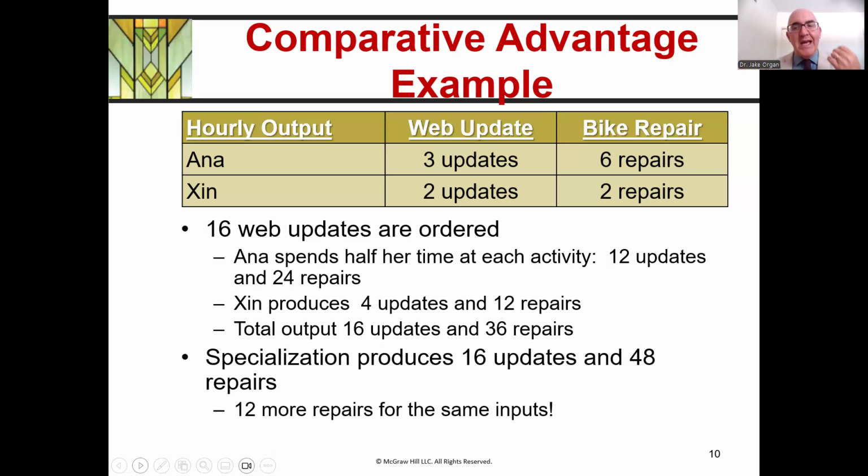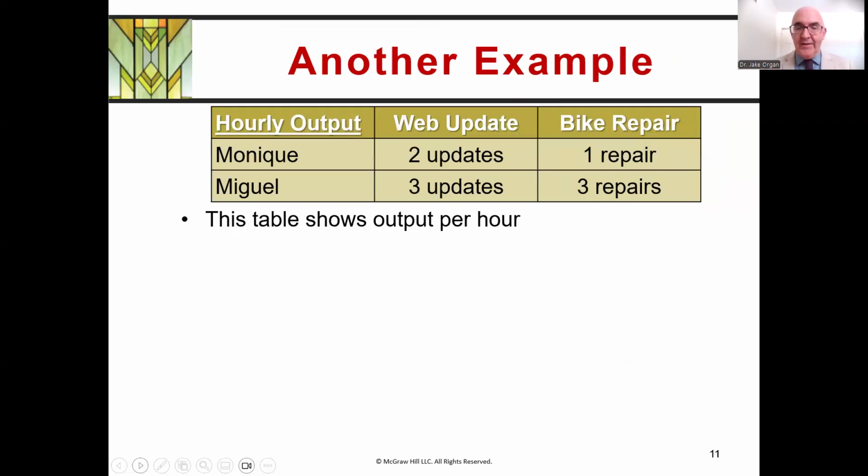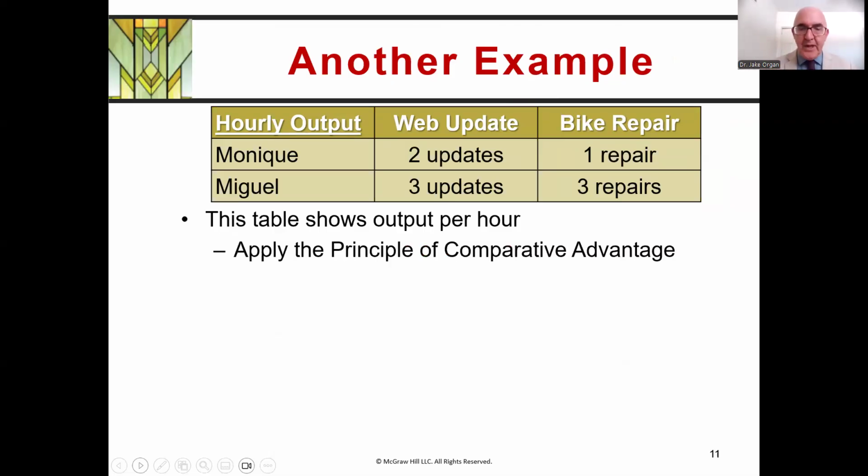It's a powerful thing. It's a powerful idea when it comes to individuals, but it's also a very powerful idea when it comes to nations, probably more powerful when it comes to nations, as we'll look at on Thursday. Okay, let's have another example. Monique and Miguel, 2 M's, and they've got the same thing going on when it comes to web updates and bike repairs.